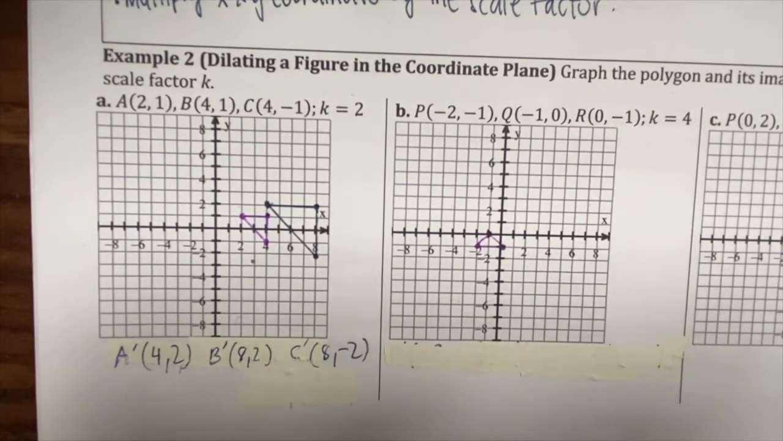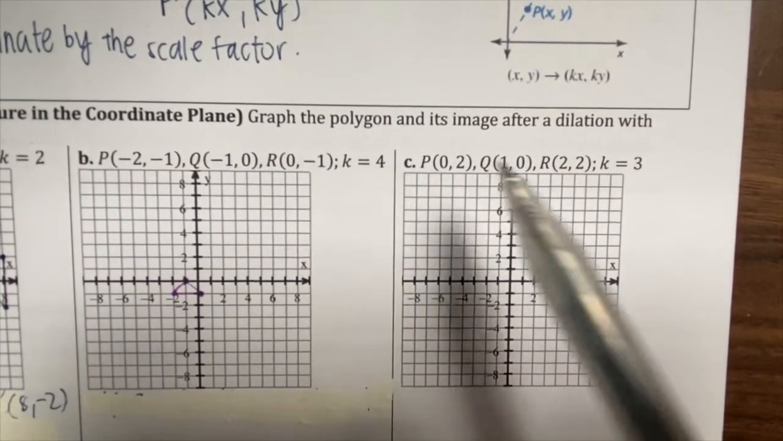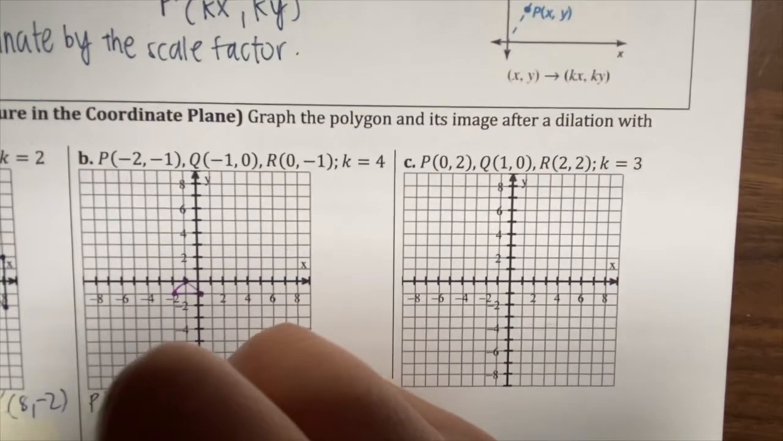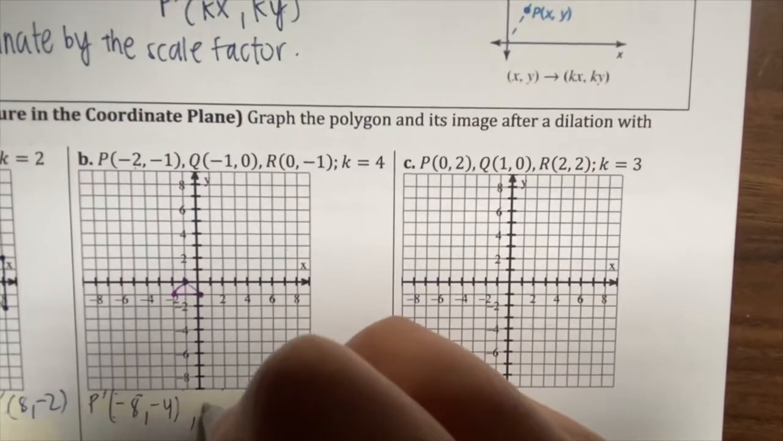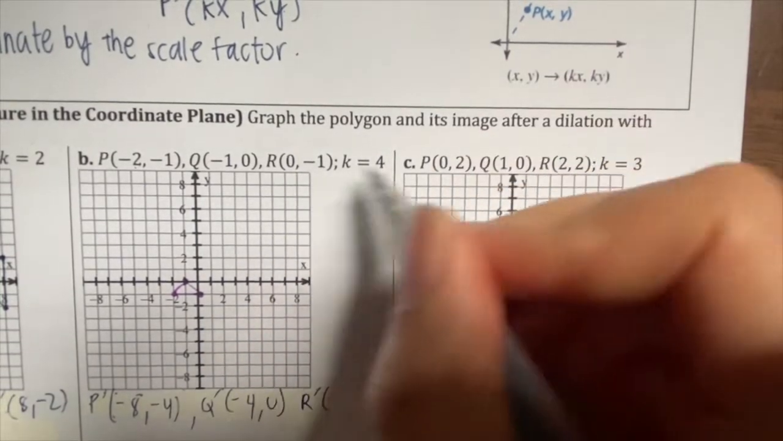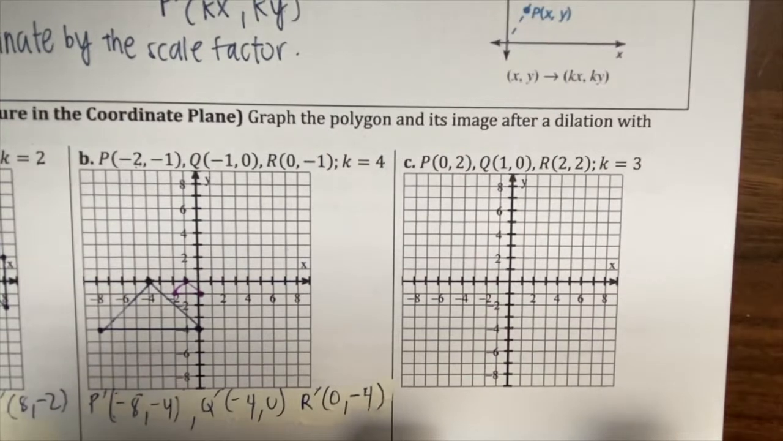I'm going to do B as well, right? So for B, I graphed the triangle PQR already, and my scale factor here is 4. We're going to perform the same steps. We're going to multiply each x and y coordinate by our scale factor. P prime will be -8, -4. Q prime will be -4, 0. And R prime will be 0, -4. All right, I'm going to plot these points on the coordinate plane. All right, so I'm going to connect these all with a straight edge using my college ID. And there we go. There is our pre-image and our image after the dilation.